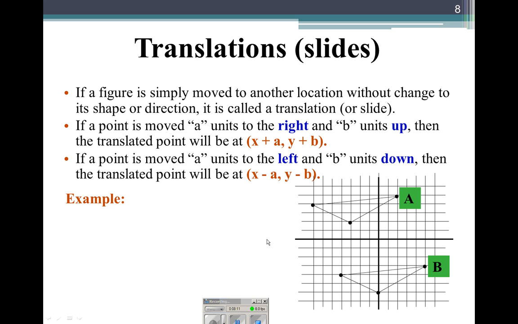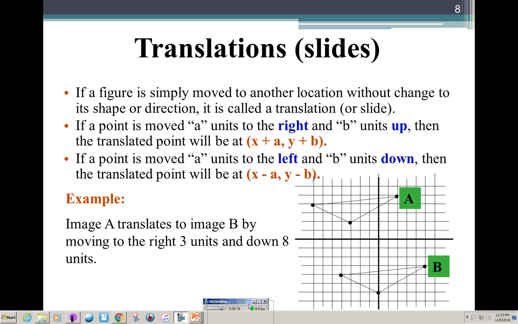In this example, image A translates to image B by moving right 3 and down 8. So each point moves right 3, down 8. This point, right 3, down 8. This point, right 3, down 8. So for each of those coordinates, we will add 3 to the x value since we're moving right, and we will subtract 8 from the y value since we're moving down.